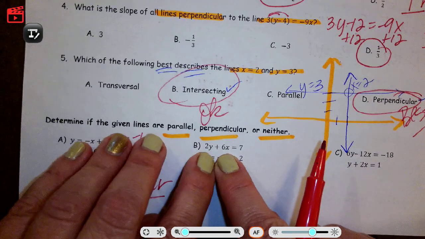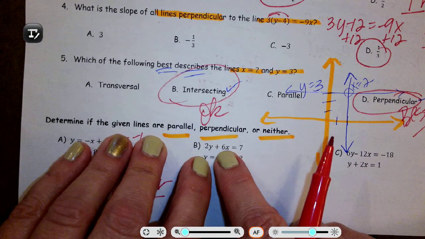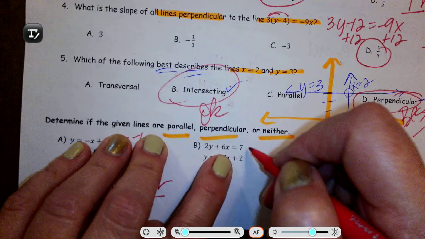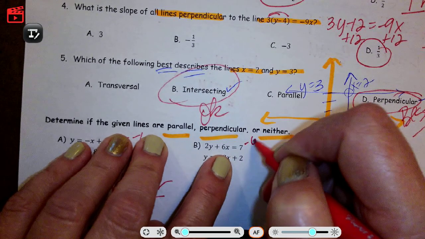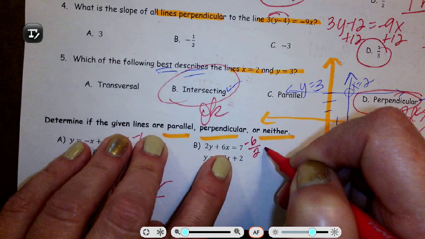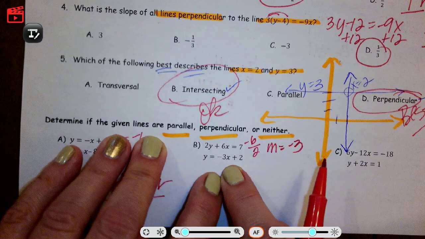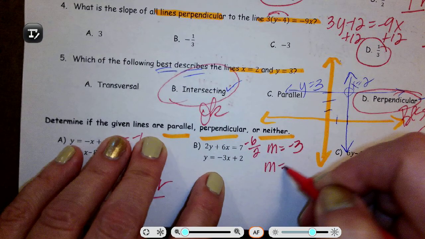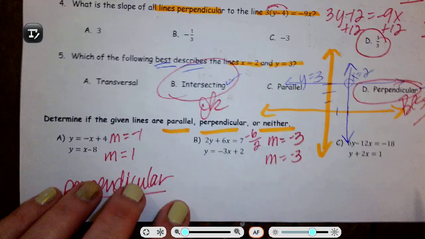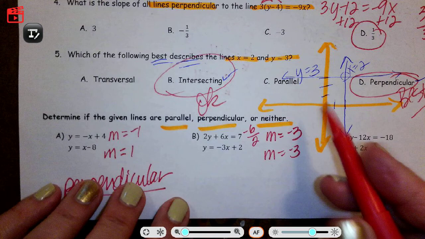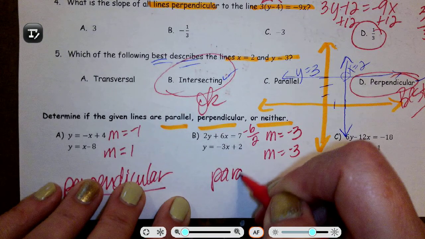Let's see. Well, this one's not exactly in standard form, but if I did the negative a over the b, which would be negative 6 over 2. So this one, the slope's going to be negative 3. And, oh, look at that one. That one, the slope is negative 3. So guess what? What are you thinking? Yep, parallel.